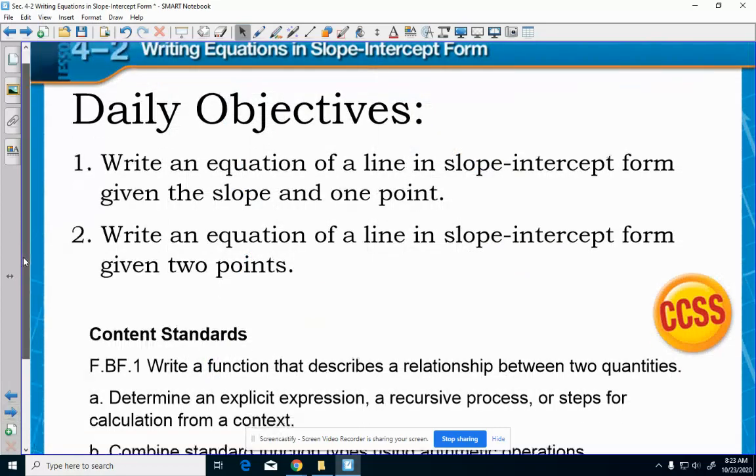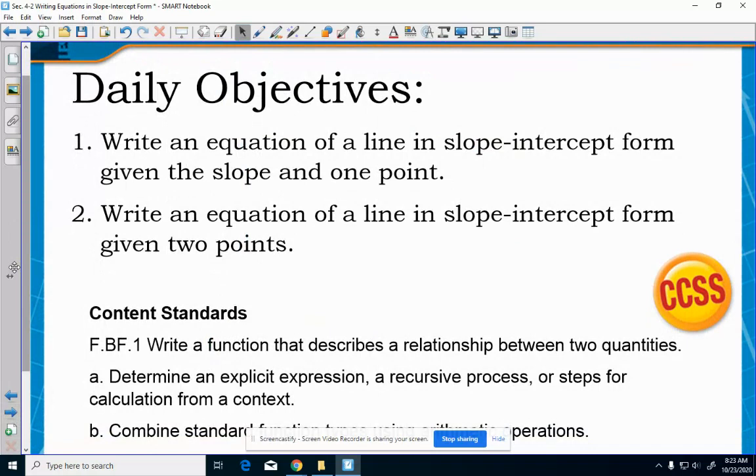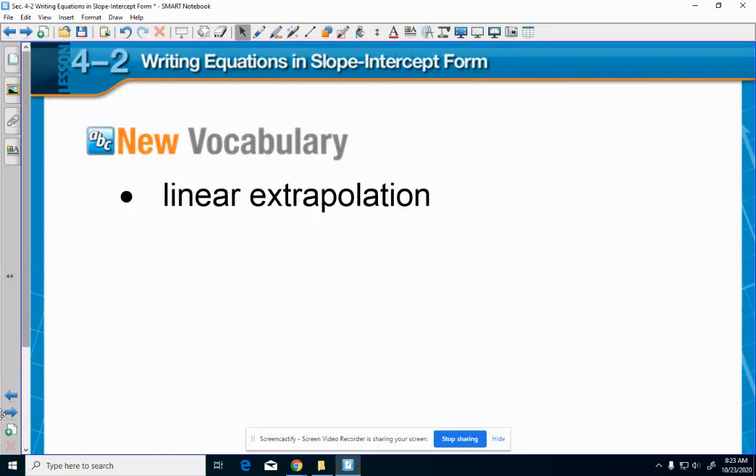All right, so here are our goals for today. They're really almost one and the same. Whether or not you're given a slope, which is half of what you need, or if you're only given 2 points on the graph, where do I go from there? So that's what we're going to take a look at. It shouldn't take us too long.